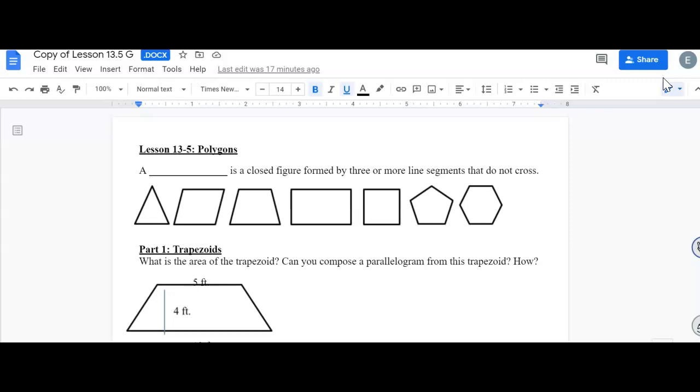Okay, who has an example of a non-polygon? Ileana. An X. Is this a closed figure? No, right away we know it's not a polygon. Perfect. Robert, what's another one?